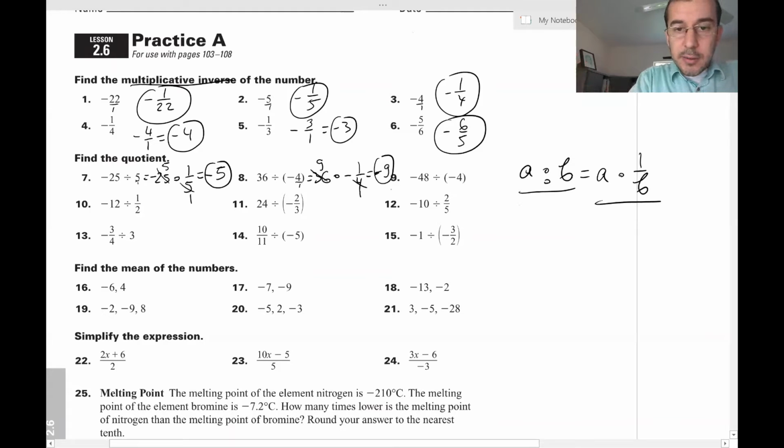Number 9, we have minus 48 times, this is minus 4 over 1, so times minus 1 over 4. You have minus and minus here, so the product will be plus, and then 4 and 48 cancel by 4, 1, and here we have 12. So 12 times 1 is 12, so plus 12 is the answer here. Number 10, we have minus 12 times the multiplicative inverse of 1 over 2, which is 2 over 1, or just 2, so this is minus 24.